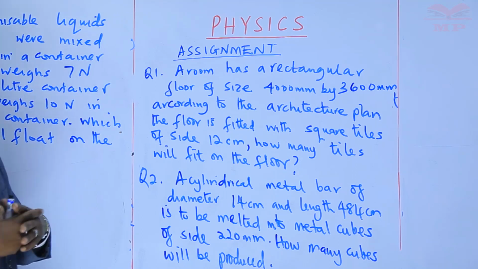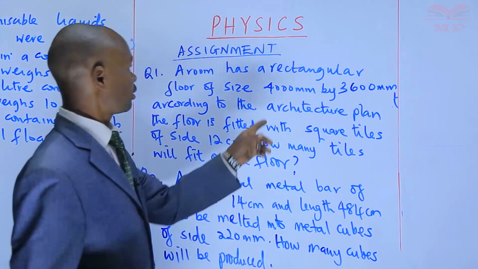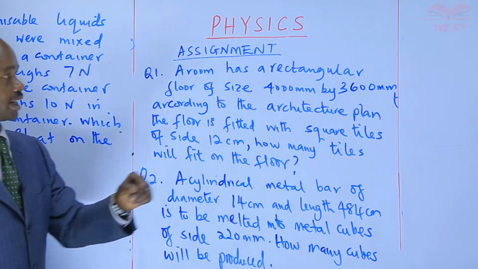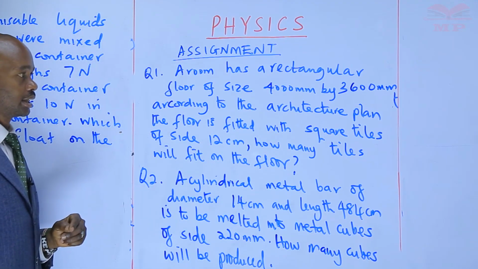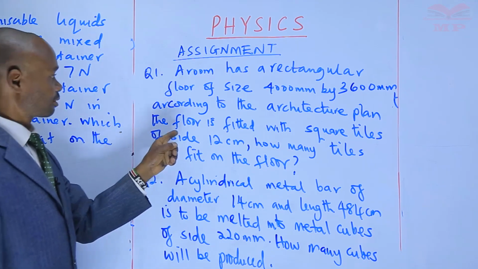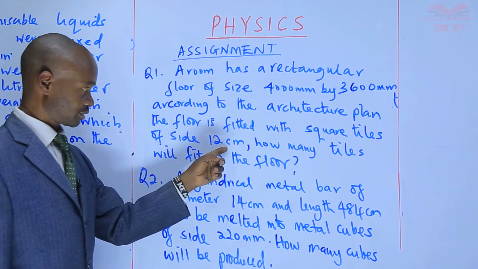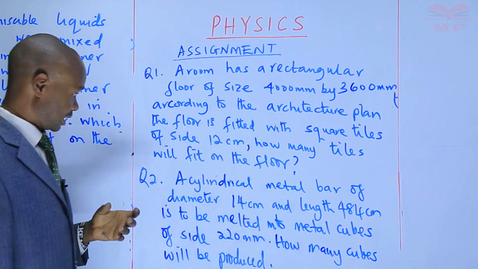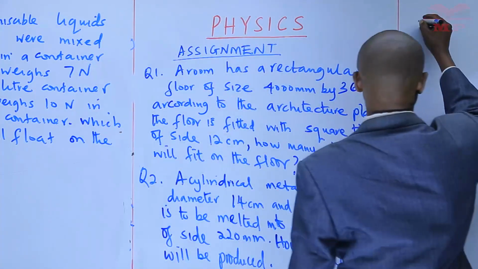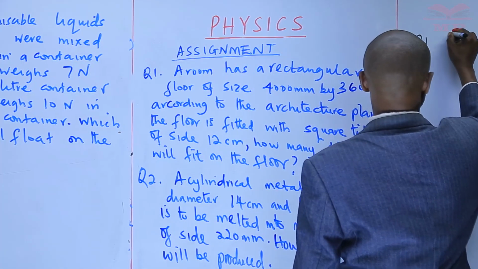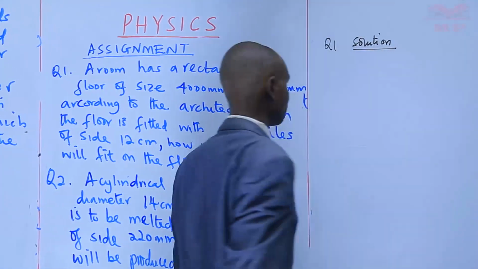A room has a rectangular floor of size 4,000 millimeters by 3,600 millimeters according to the architecture plan. The floor is fitted with square tiles of side 12 centimeters. How many tiles will fit on that floor? So you go to question 1, the solution. You should know where to start.